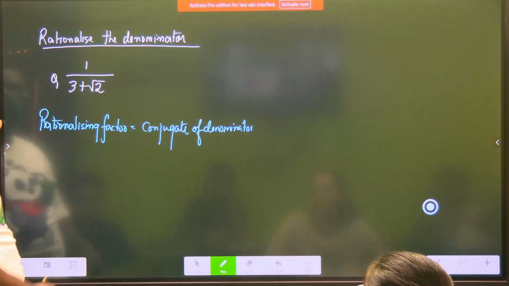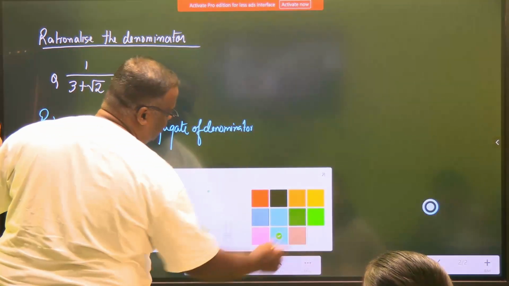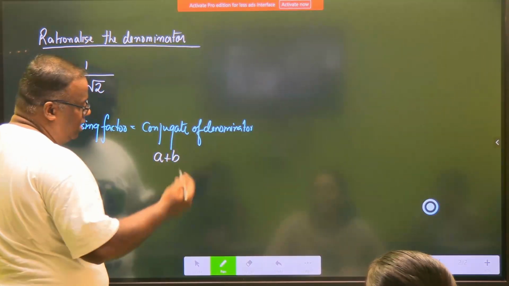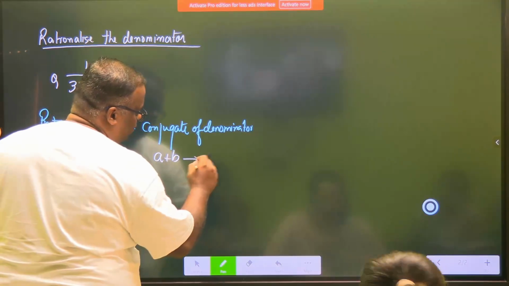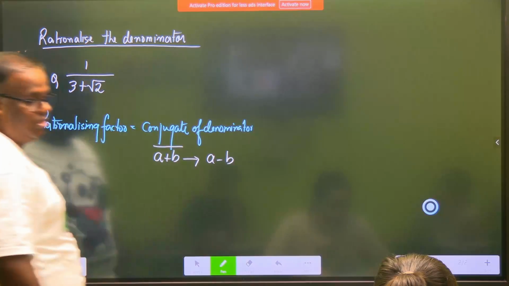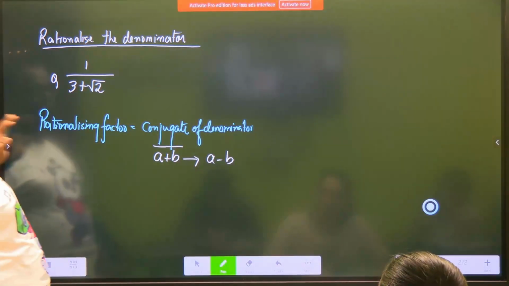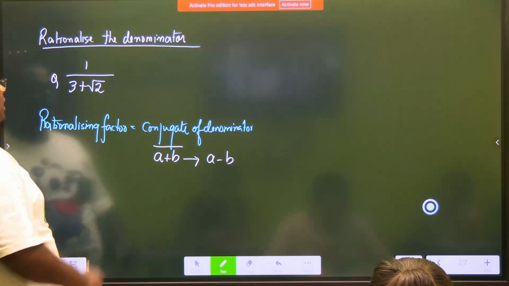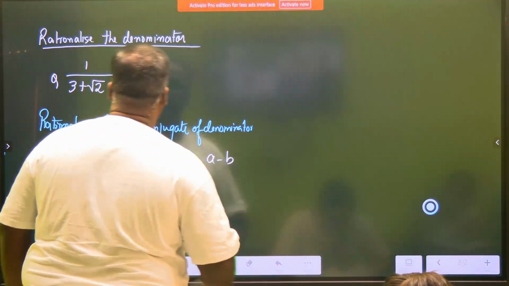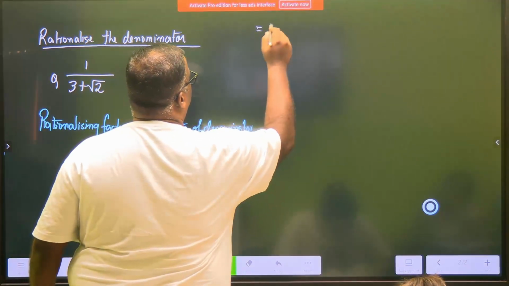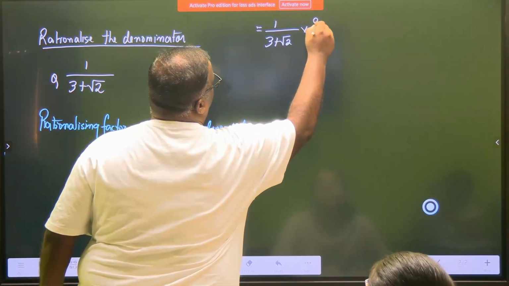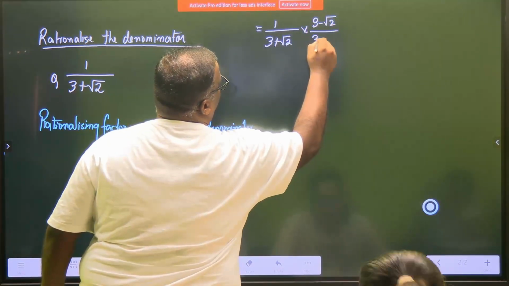Rationalizing factor is the conjugate of the denominator. So how to understand what is conjugate of denominator? If your denominator is in the form of a plus b, where a and b can be rational or irrational, the conjugate of a plus b is always a minus b. So this is your rationalizing factor, and it is multiplied over both the numerator and denominator. My next step for this problem will be that I will take 1 by 3 plus root 2 and multiply it with 3 minus root 2 over 3 minus root 2.